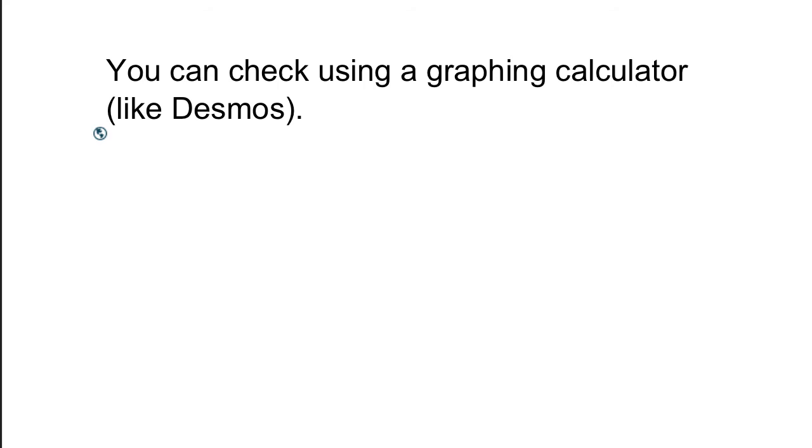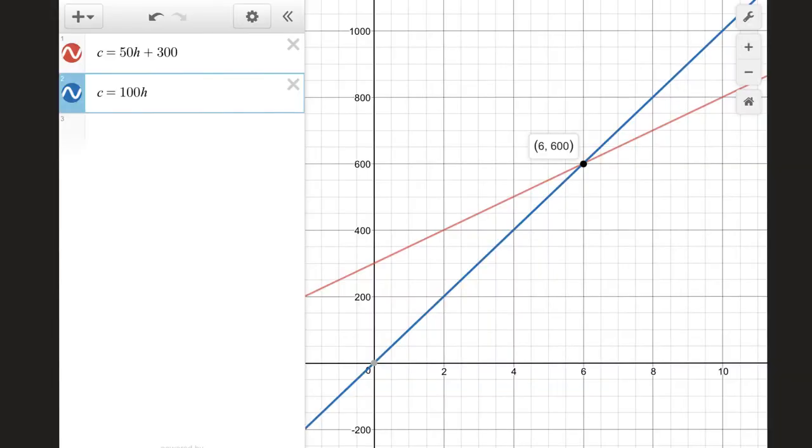Now, you won't be able to do this on a test, but when you're just working on questions, you can use the Desmos graphing calculator to check your work. So if I go to Desmos and I plug in my equations, I can see a nice graph and find the point of intersection is (6, 600). So this would be 6 hours, gives me a cost of $600 for both owning and renting. So I checked my work, I got 6 hours, so I know I got the right answer.